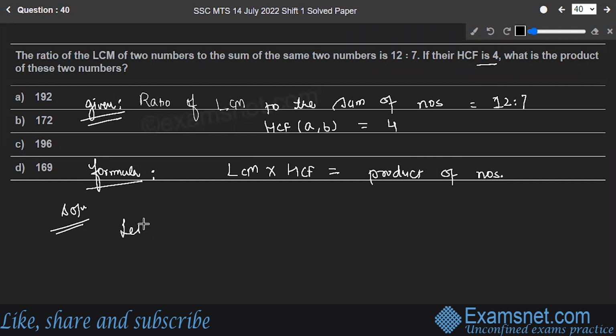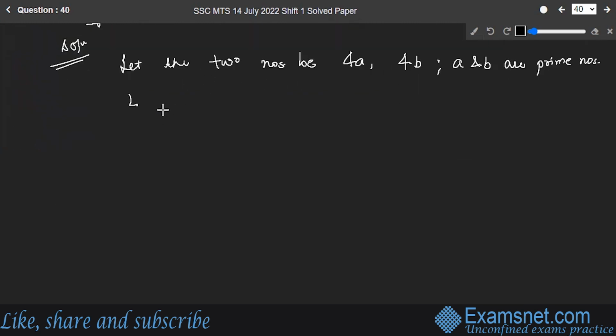First of all, let the two numbers be 4A and 4B, right? Why? Because their highest common factor is 4. So here A and B are prime numbers. Let the two numbers be 4A and 4B. Okay. So what is the LCM of 4A and 4B? The LCM of 4A and 4B is equal to 4AB.